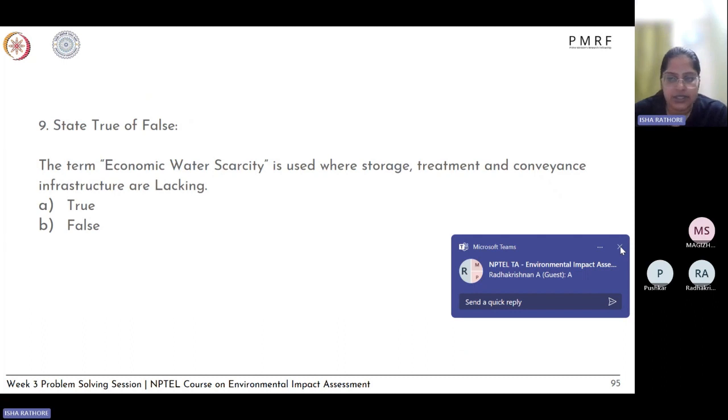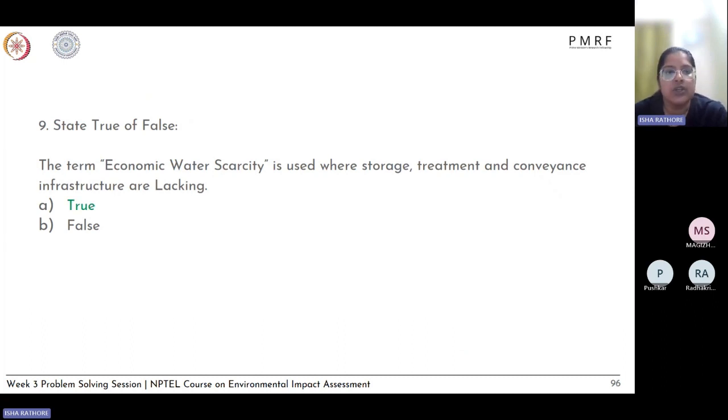Okay, so we have another A. So the statement is also true. The term economic water scarcity is defined as: when storage, treatment, and conveyance infrastructure for water is lacking, then economic water scarcity is prevalent in that area.